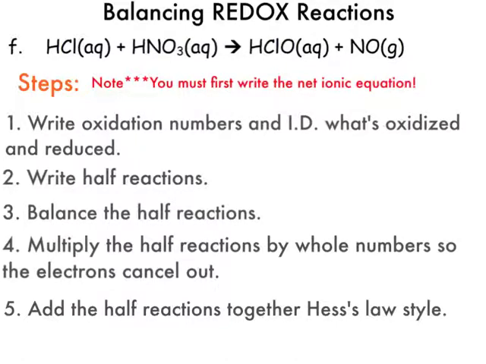Note, before you start balancing a redox reaction, you must first write a net ionic equation for the reaction. Once you've done that, you're going to write the oxidation numbers and identify what's oxidized and reduced. 2, write half reactions. 3, balance the half reactions in an acidic medium for these questions, and multiply the half reactions by whole numbers so the electrons will end up canceling out. And then finally, add the half reactions together Hess's law style.